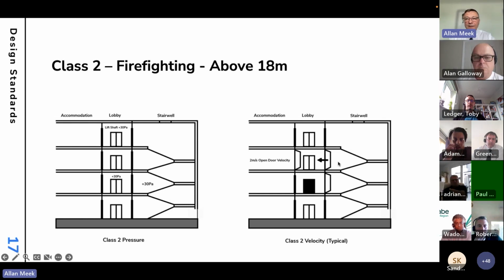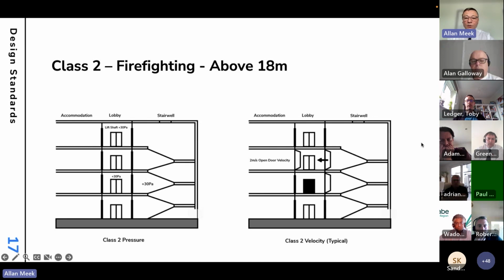EN 12101 part 13 doesn't mention open door conditions, which doors are open when you test the open door velocity. It just says you need to get velocity across these doors, but it doesn't specify if any other doors would be open. The old Class B used to specify other doors to be open and to sort of mimic firefighting. And National Annex A recommends that this is the case.